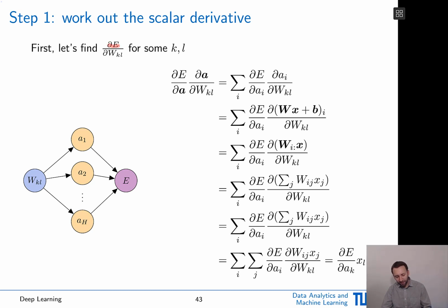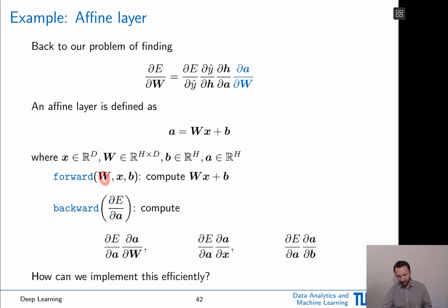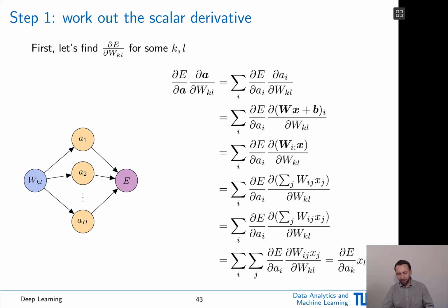So let's say we have our E here and we have our variable we want to compute the derivative of. Let's say for W_KL. This is one specific scalar component of our big W matrix here, and we want to get this global derivative with respect to our A. Now it's a bit tedious, and I don't want to discuss this here in every tiny detail. Please look at this at home.